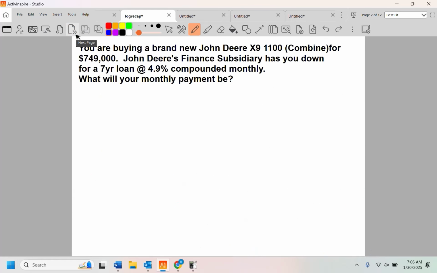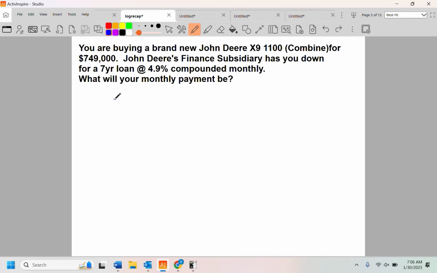You go buying a brand new John Deere X9 1100 combine for $749,000. John Deere's finance subsidiary has you down for a 7-year loan at 4.9% compounded monthly. What will your monthly payment be? It's going to be a lot.